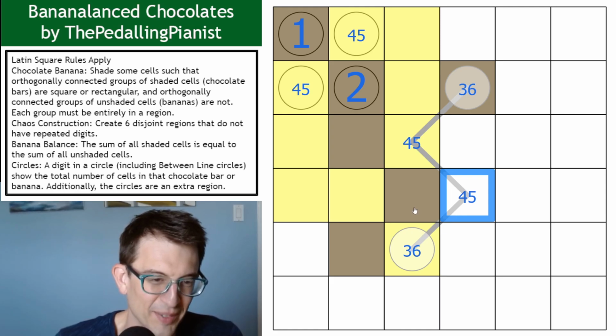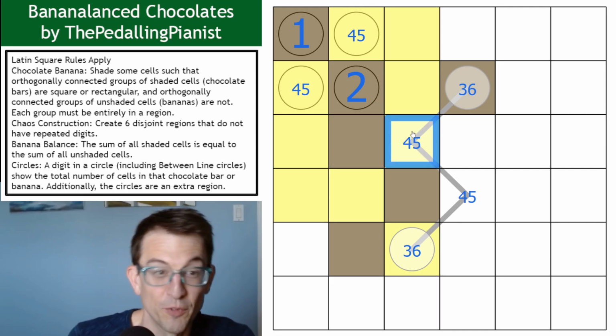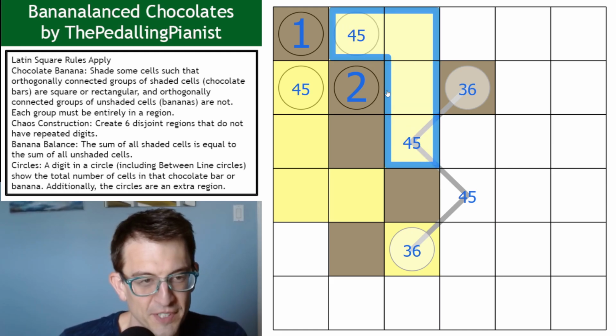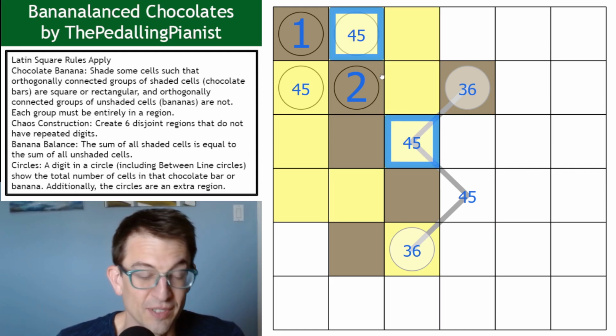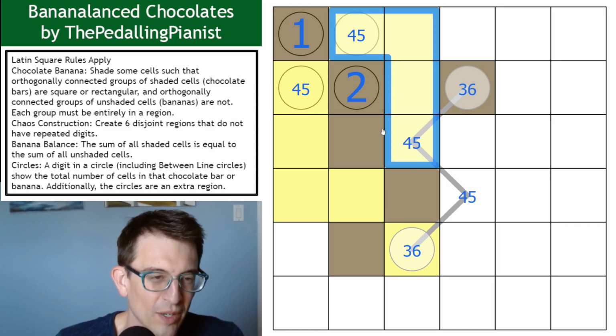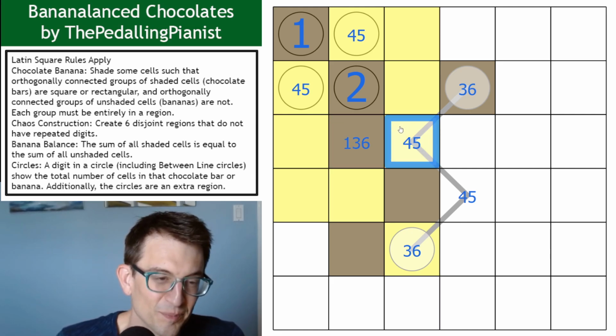How is this going to keep going? How do I keep this going? Well, this is not 4 or 5, actually. I know that. First of all, these are 2 different digits. That's the easiest way to see it. These are in the same banana, so they're different digits because each banana is within its own chaos construction region. So it's not 2, it's not 4 or 5. This is 1, 3, or 6. It's probably 1, right? It's probably 1.